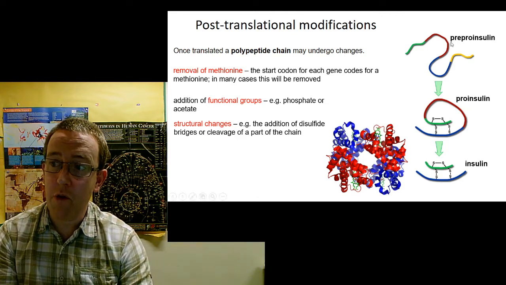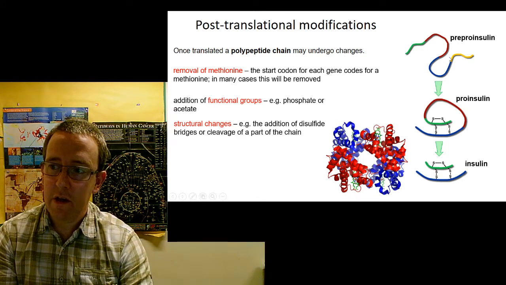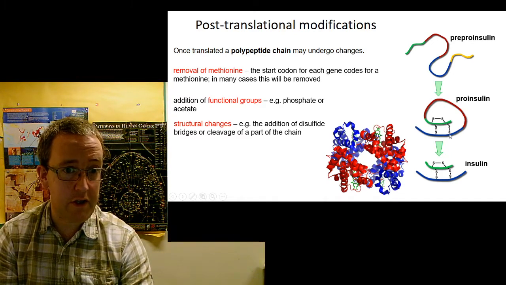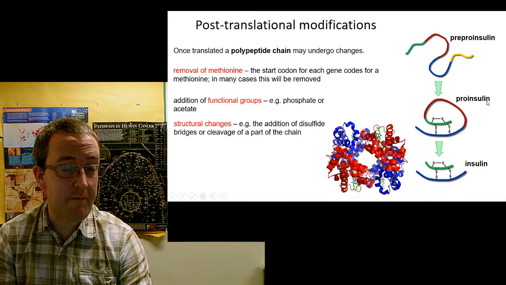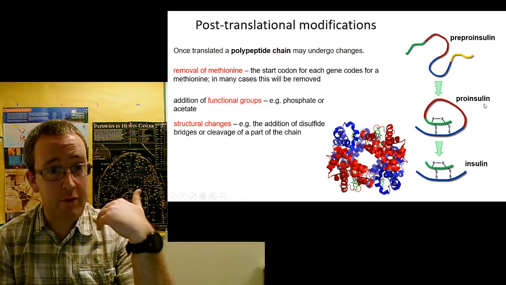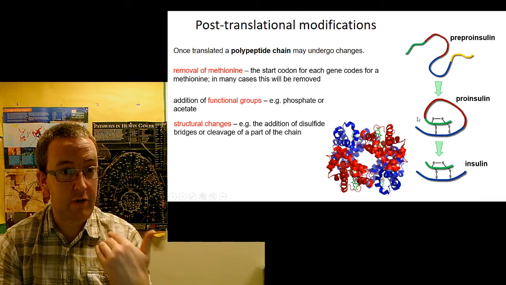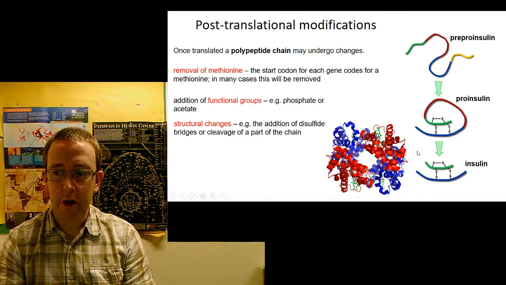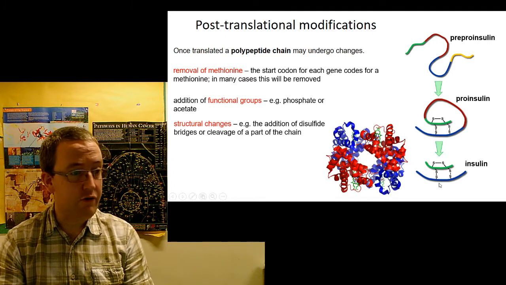What tends to happen is you've got pre-proinsulin, which is the chain, the primary structure. That then folds up and starts to form some disulfide bonds, disulfide bridges. We call that proinsulin. But that then has to have a further stage done to it where it actually gets trimmed, it gets cut to create this final shape over here, which is functional insulin.